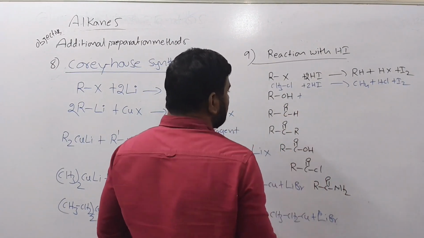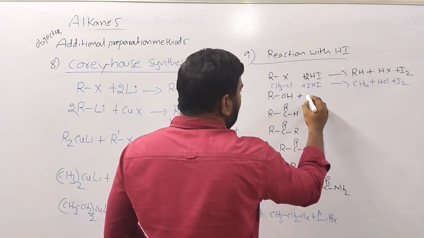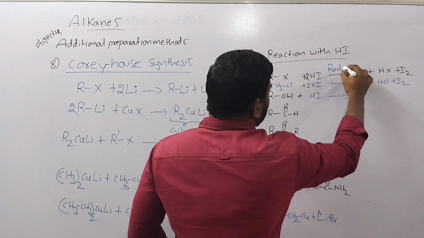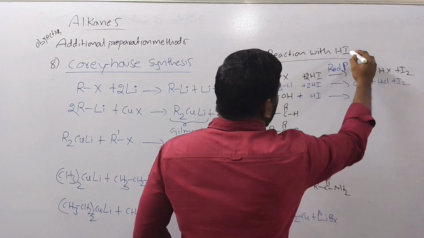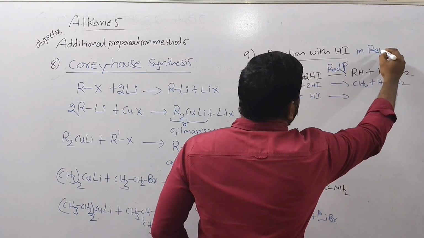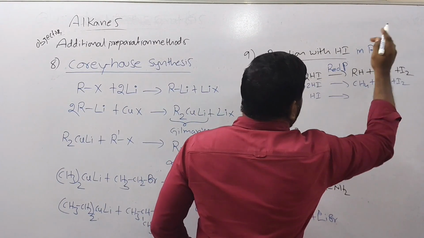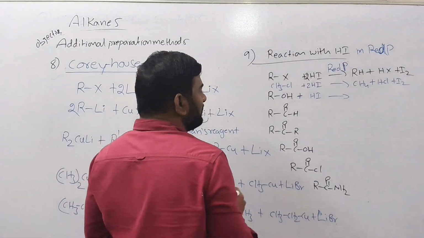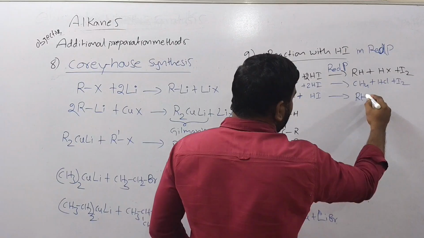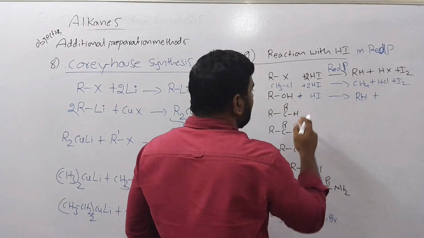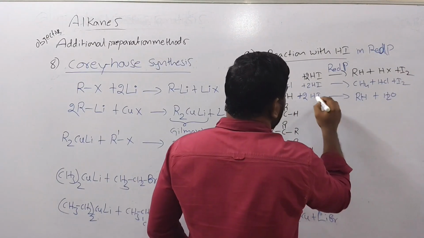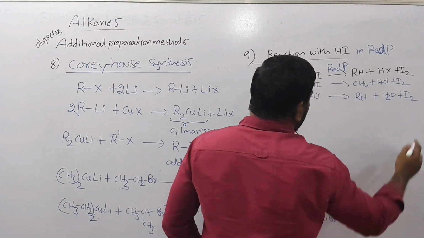Similarly, in this case alcohol also. If you take alcohol, here also you have to react with HI in the presence of red phosphorus. In this case, what is happening here also? The OH of R is replaced by H. So RH we will get. This one H is added to the OH, then it will be removed as H2O. Here also you have to take 2 moles, then the remaining 2 iodines will be removed as I2.